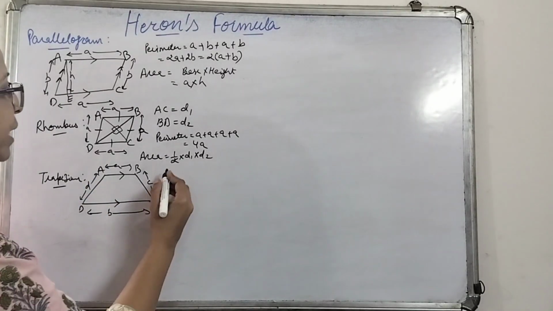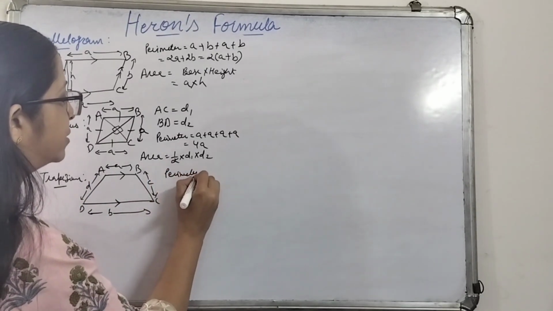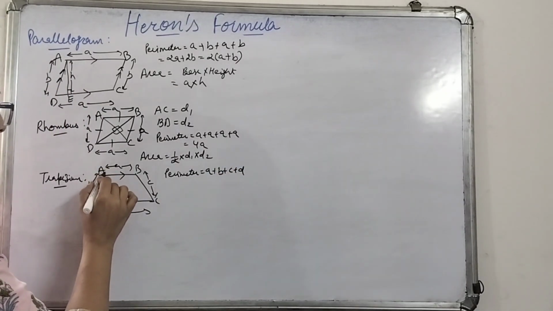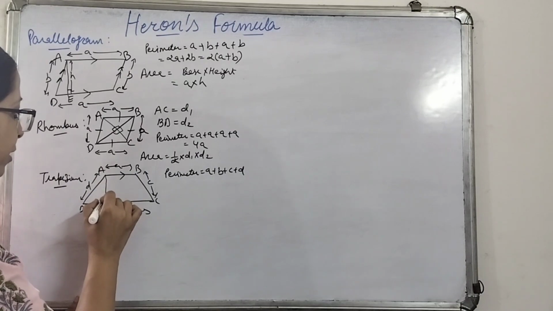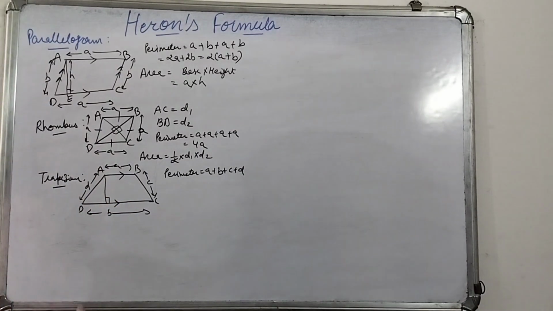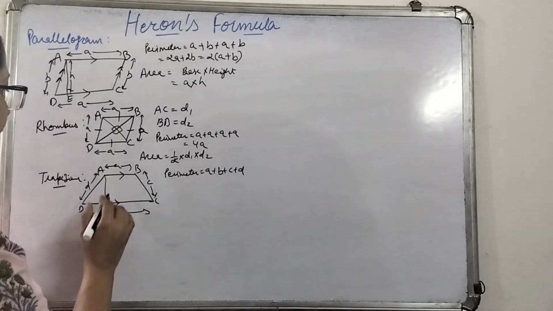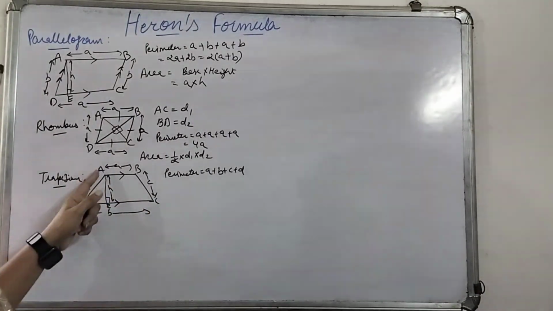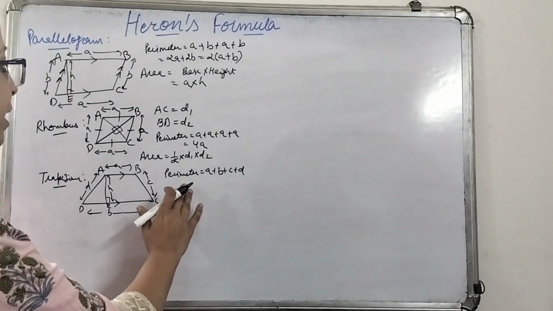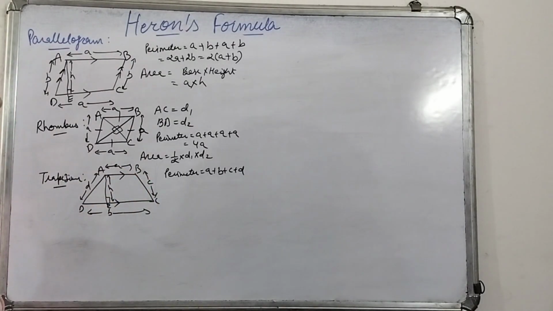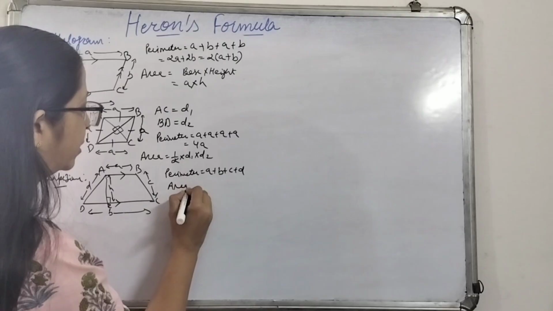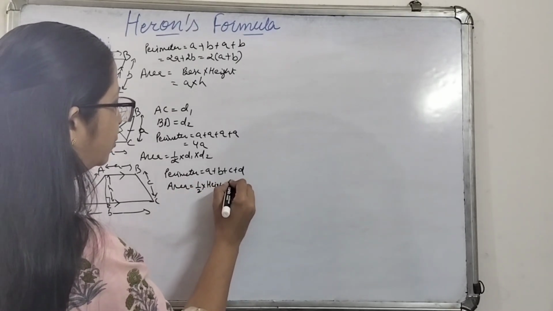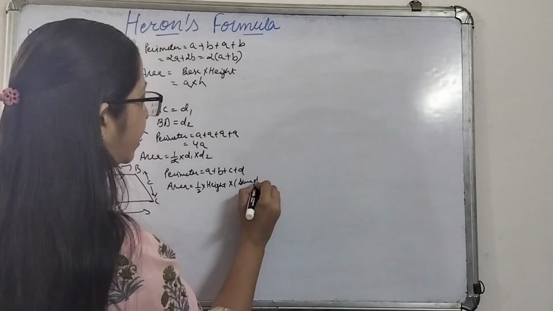In that case, we know the perimeter will be the sum of all the sides, that is a plus b plus c plus d. And from the vertex A, if we make a perpendicular on the side CD, and suppose it is point E, then this AE is the height of this trapezium, denoted by small h. So perimeter will be given by a plus b plus c plus d, and area will be 1 upon 2 into height into sum of parallel sides.